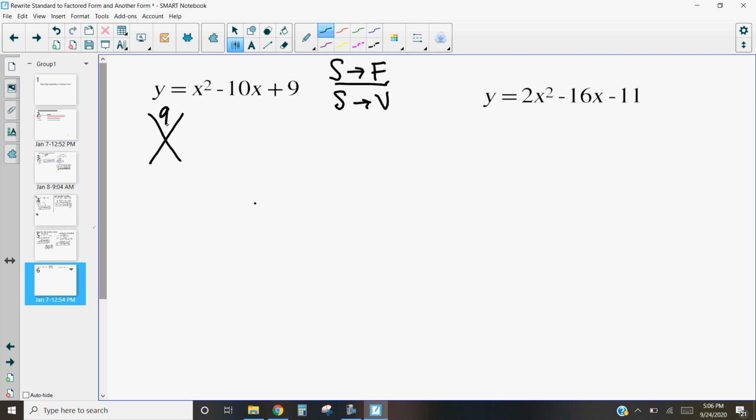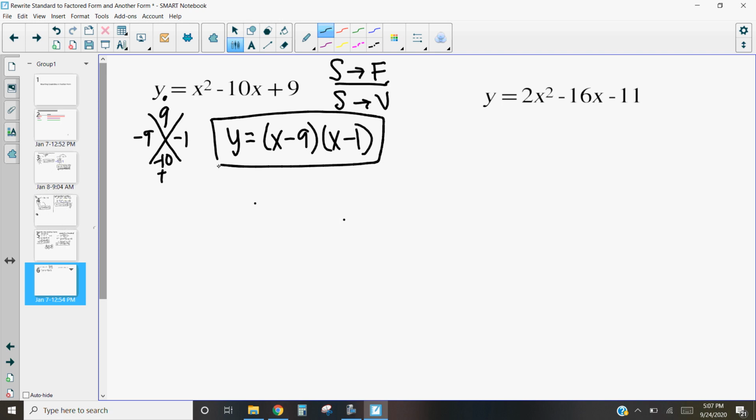So I want two numbers that multiply to 9 and add to negative 10. Well, those two numbers are negative 9 and negative 1. So when we factor this, we get y equals x minus 9 times x minus 1. And boom, we have gone from standard into factored. Awesome.